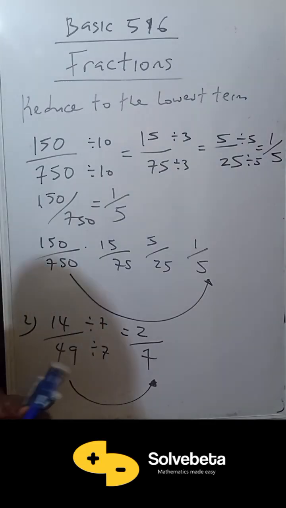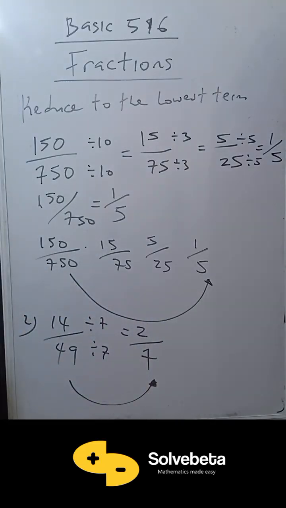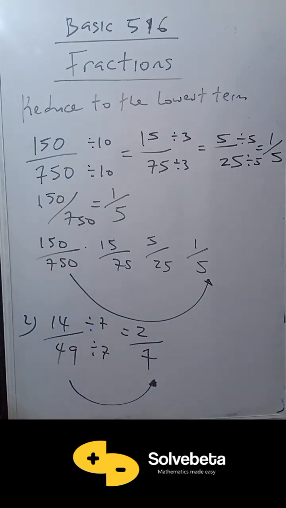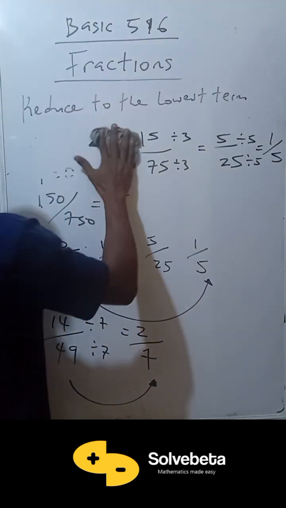Did you get that? It is 2 over 7. And you can also see that these two are equivalent fractions. Very important. So we have taken 2 examples, 1 and 2. Now let's go to a third one.